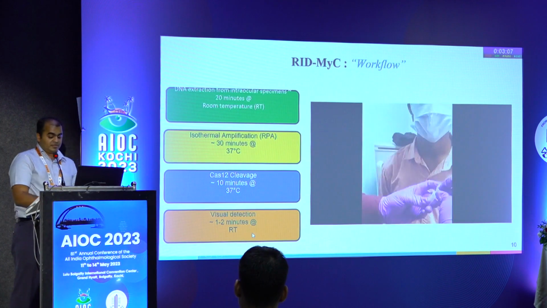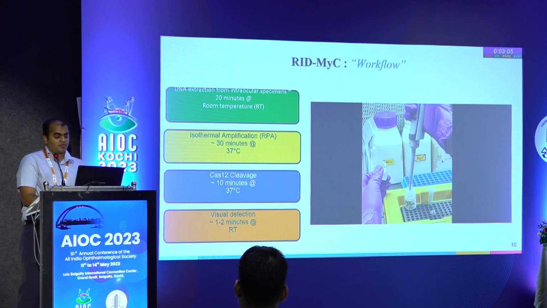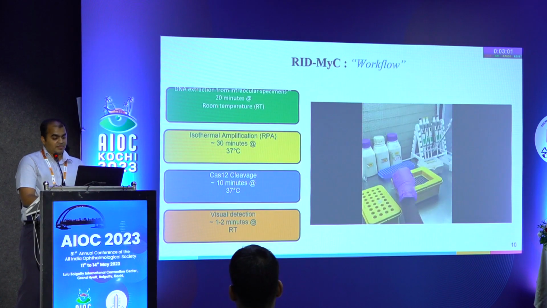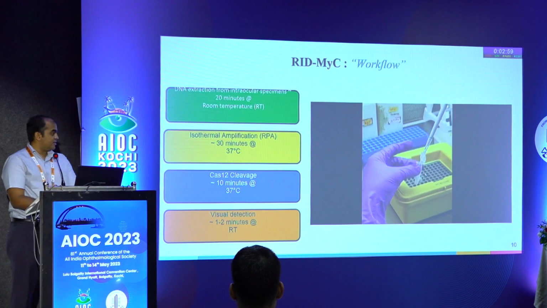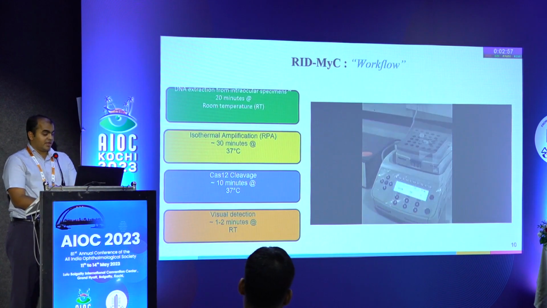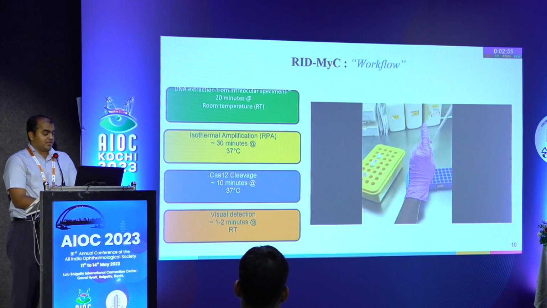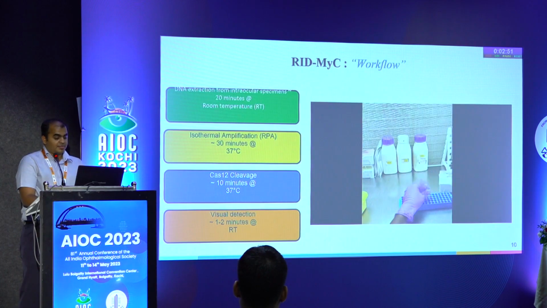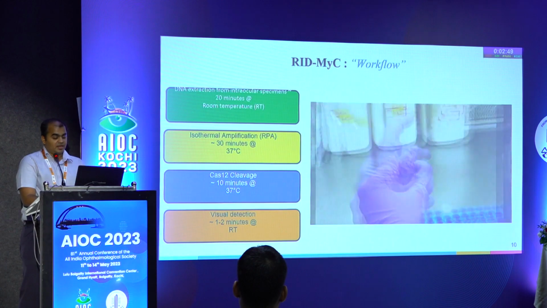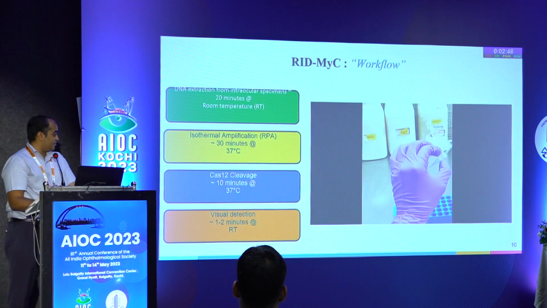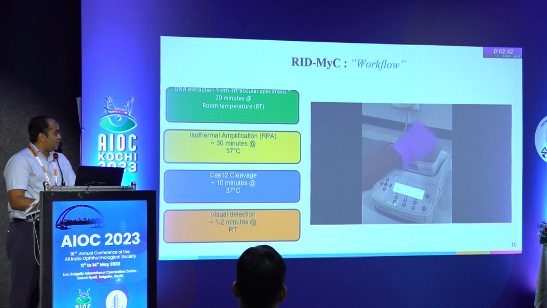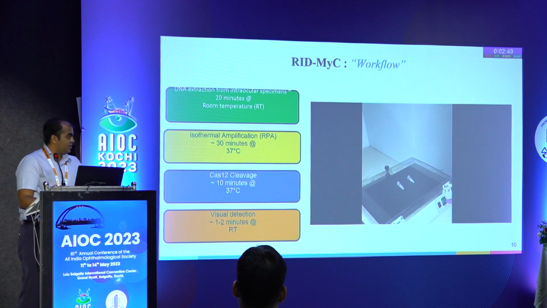This shows the workflow of the assay. Once the intraocular fluid is collected from the eye, it is subjected to recombinase polymerase amplification, which happens at 37 degrees for 30 minutes, followed by the CRISPR reaction, which also happens at 37 degrees Celsius for 10 minutes. It's important to remember that pipetting is the only expertise needed, and the heat block is the only equipment needed. After this, the result can be visually interpreted.